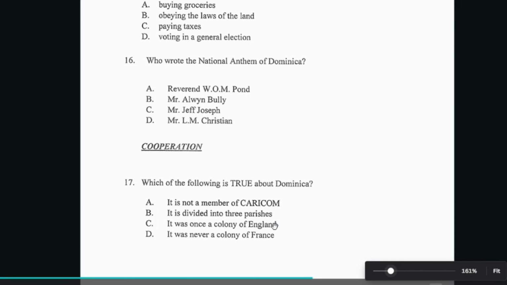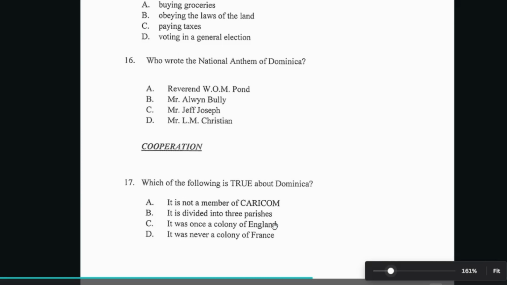England and France were the countries who were in battle for Dominica. I don't know, Dominica was the apple of their eye, right? And they were in constant battle. So for D, it was never a colony of France, we know that is completely false. So therefore, C, it was once a colony of England. We know that this one is true. So the answer for number 17 would be C, it was once a colony of England. All right, let us move on to question 18.